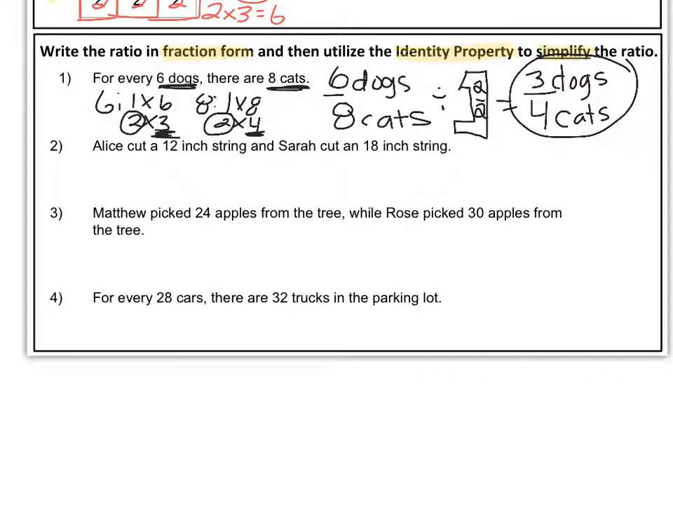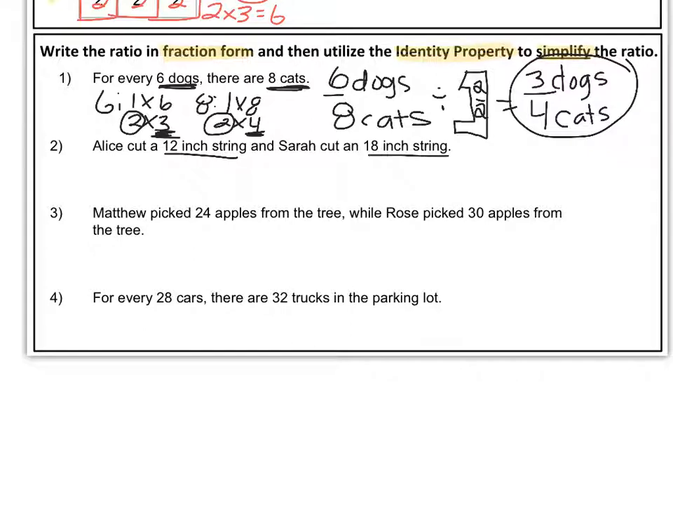Number 2, Alice cut a 12-inch string and Sarah cut an 18-inch string. So let's underline the important details. We have a 12-inch string and we have an 18-inch string. So we're going to write this in the form of a fraction. Okay, so to write this as a fraction, remember order matters, so we have to list the first item first and the second item second.